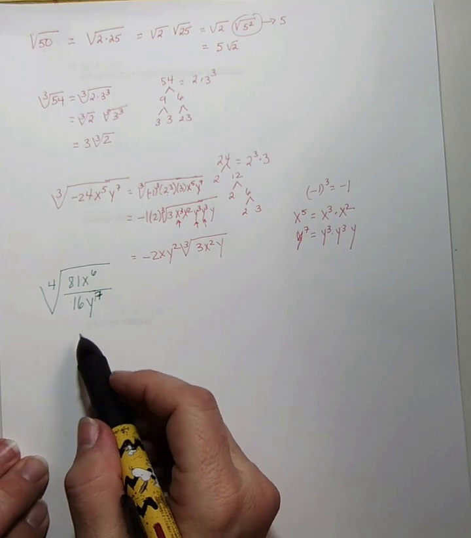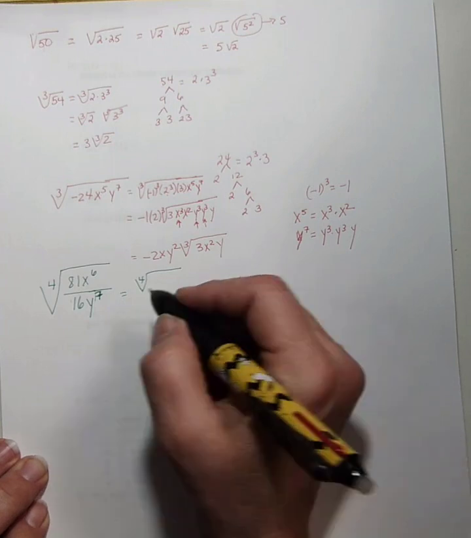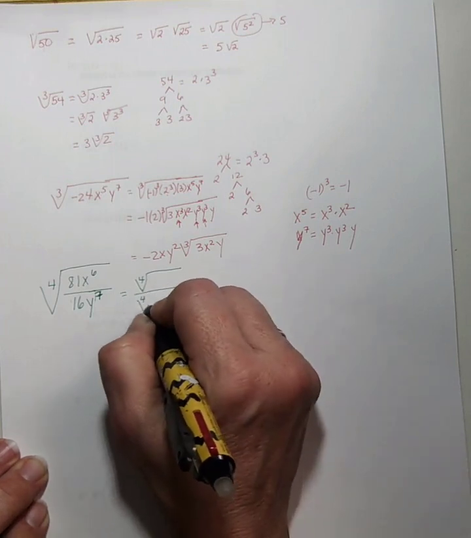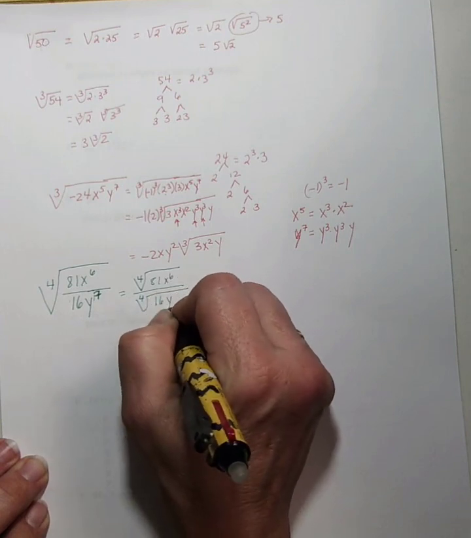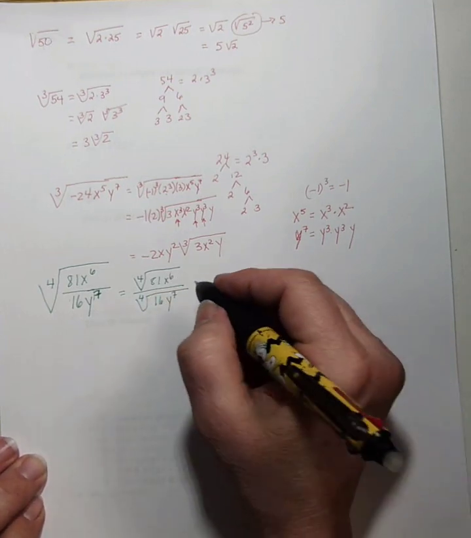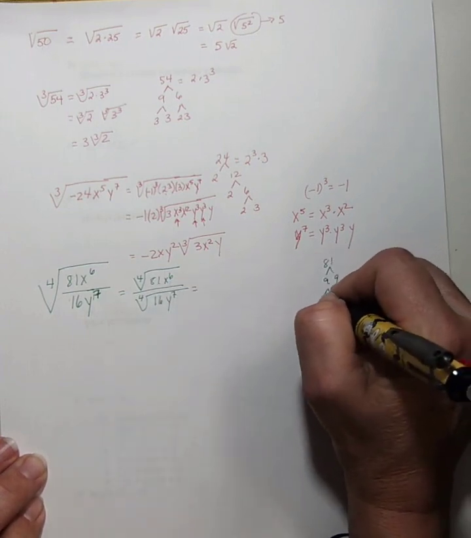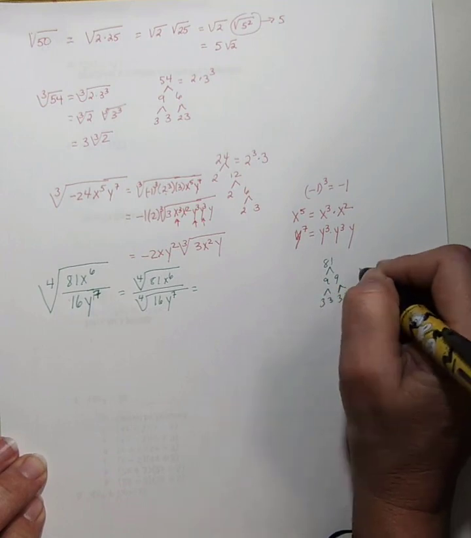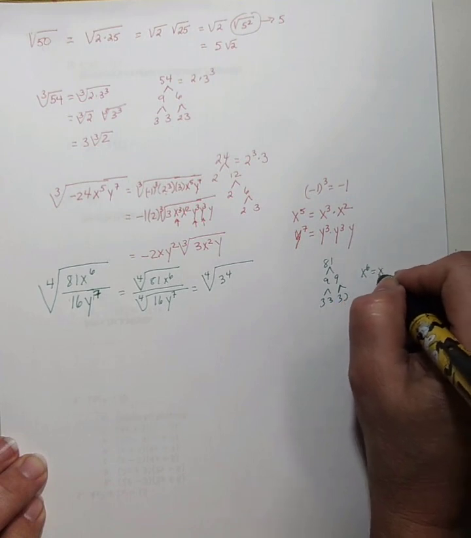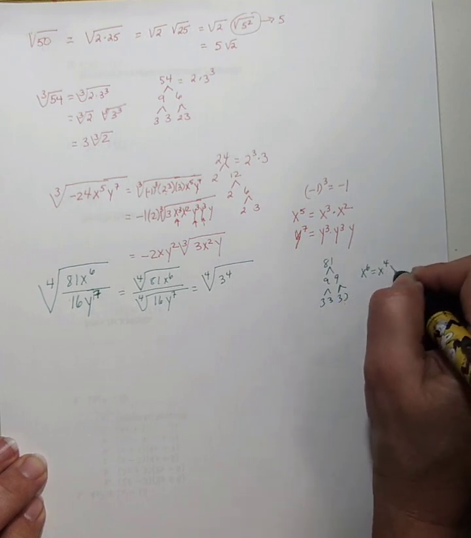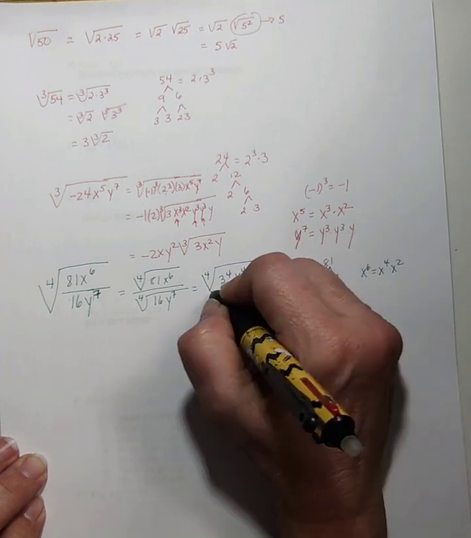My fraction here, I could break this up as the 4th root, and on the bottom, the 4th root of 81 x to the 6th, 16 y to the 7th. Then, further, if I look at 81, it's 9 times 9, or 3 times 3, 3 times 3, or 3 to the 4th. And then I have x to the 6th. I want to break that into anything with the 4th and then whatever is left over. So that's x to the 4th, x squared.